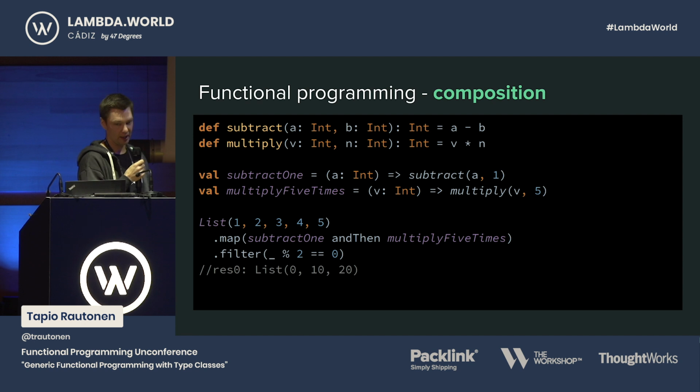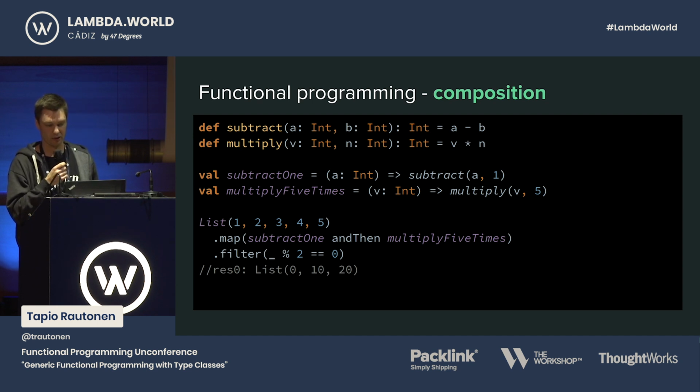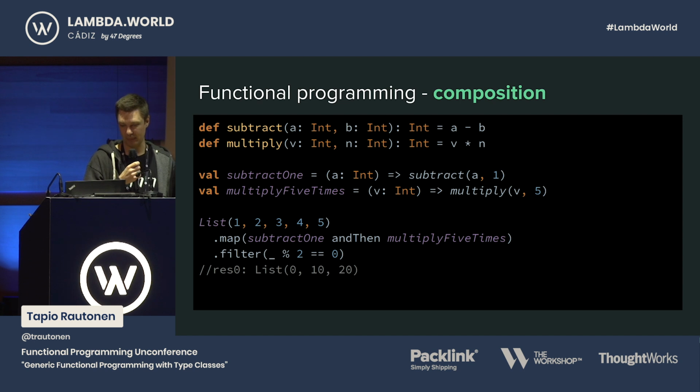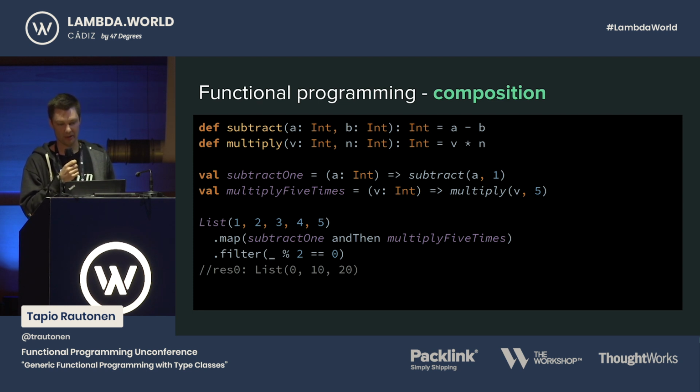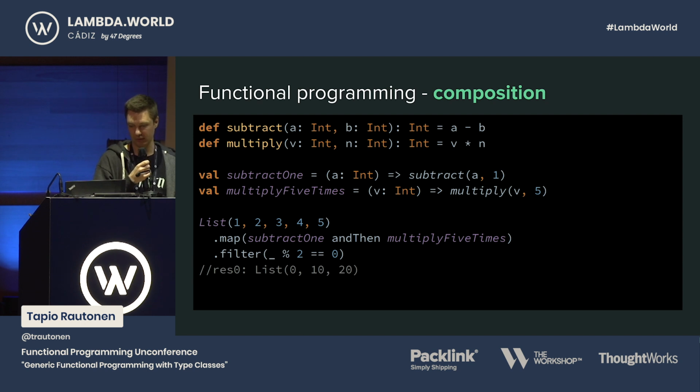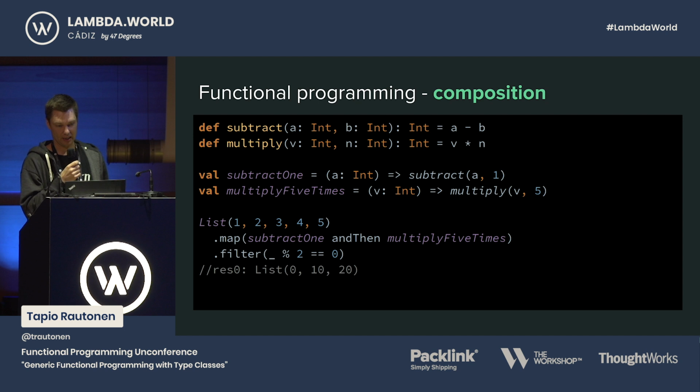Then in functional programming, function composition is a nice thing to have, and here we have subtract and multiply functions, simple stuff. Then we can compose things like creating a subtract1 function where we just call the subtract with a constant value, and also create a multiply 5 times function where we just add a constant to the multiply function. And then we compose these functions again and create a mapping function over a list where we first subtract 1 and then multiply the item 5 times and then call filter, which filters all odd numbers off. So the result is only 0, 10, and 20 out of that. And this is a nice thing to have with function composition.